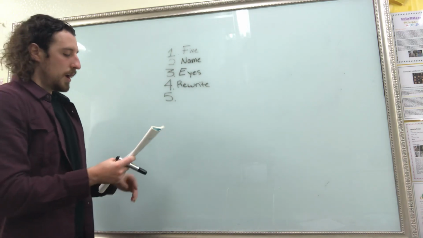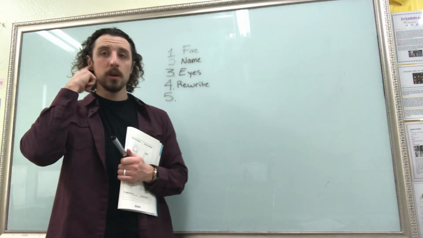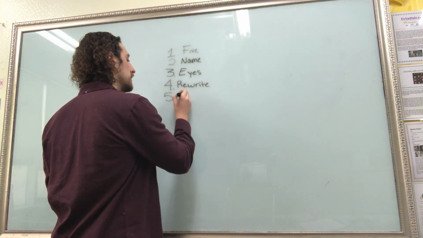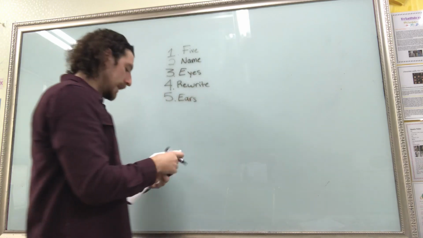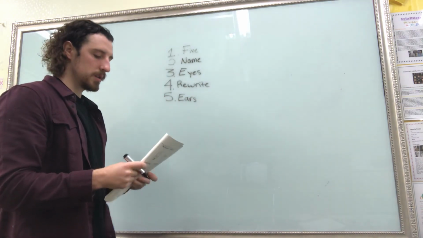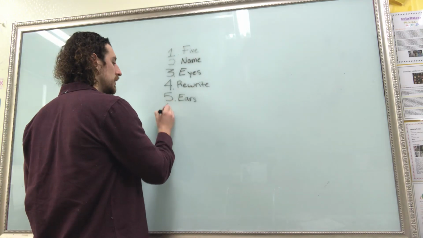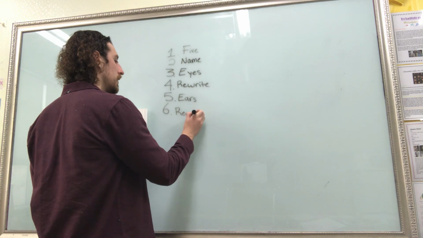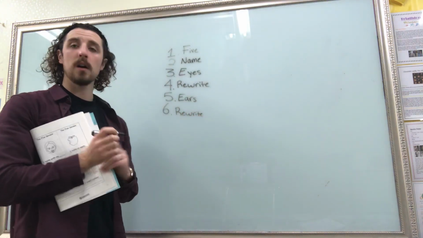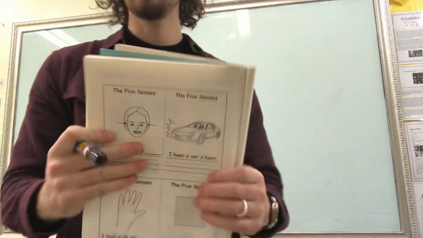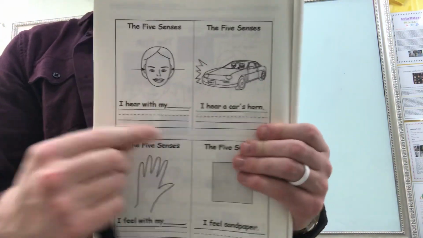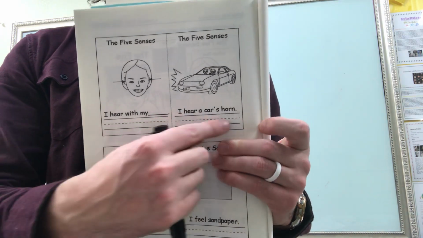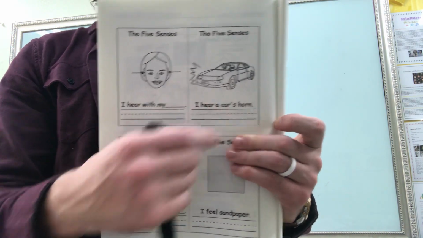76. I hear. What do you hear with? You hear with your ears, okay? Your ears. I hear with my ears, okay? Number 6 is just a rewrite. You're just going to rewrite. I hear a car's horn, right? So for this one, all you're doing is rewriting the sentence. This one, I hear with my ears. Rewrite the sentence. For this one, I hear a car's horn.